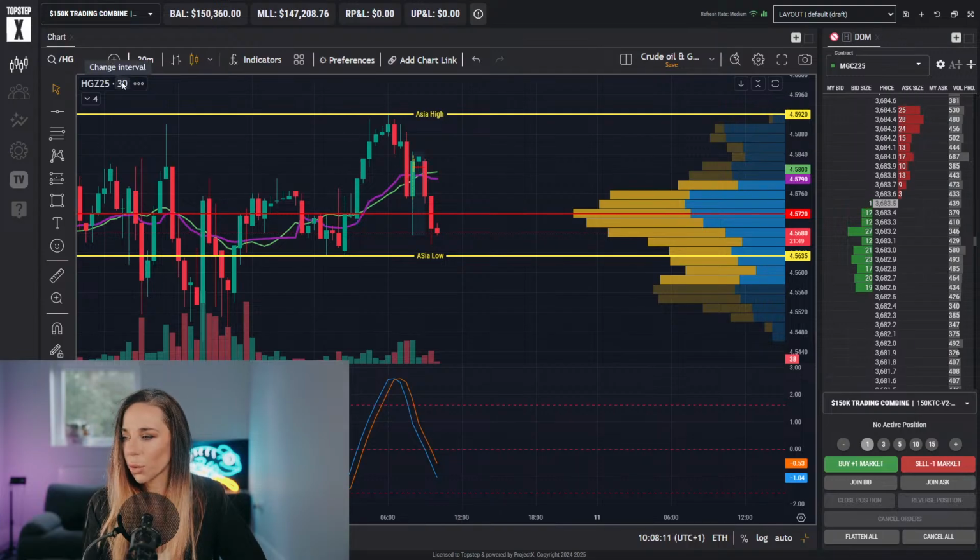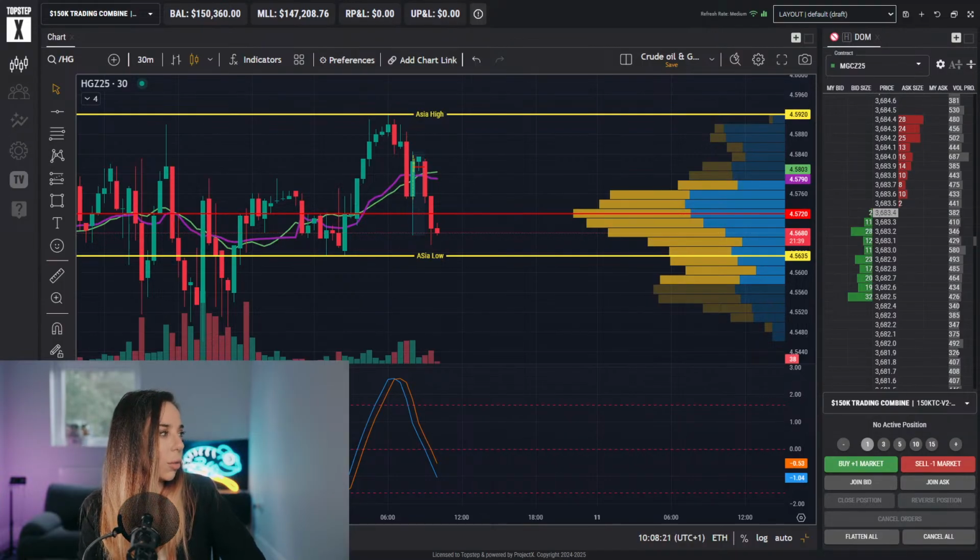So now that we know where the Asia high and low are located, let's have a look at where the value area is located for this time of the day. Although we do have another one for LME.